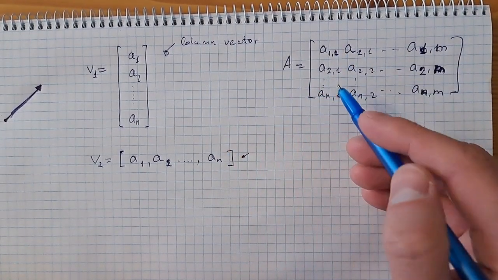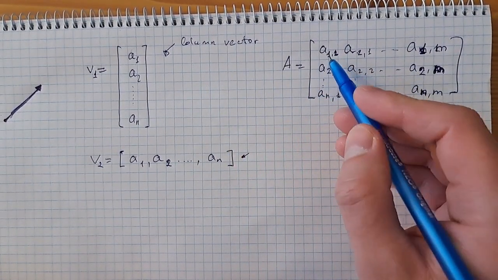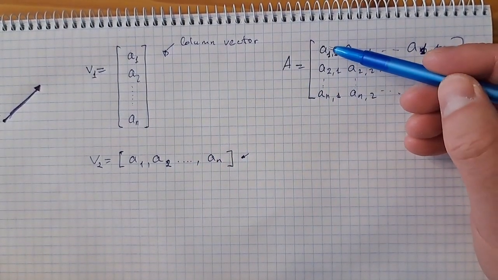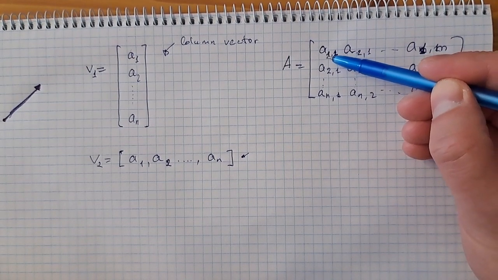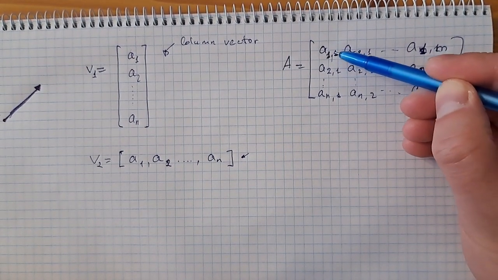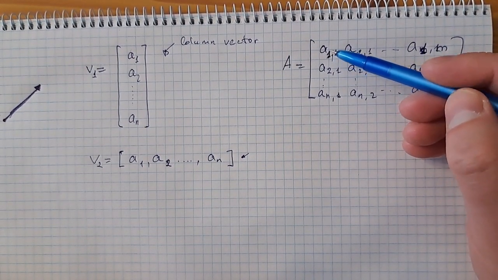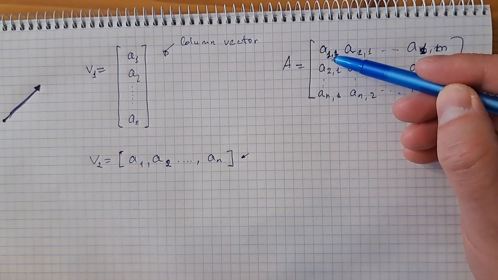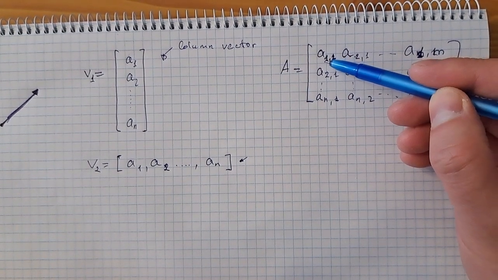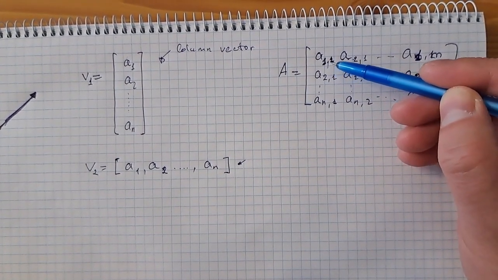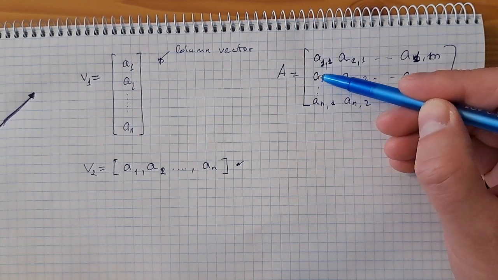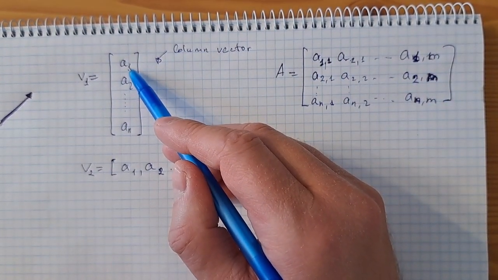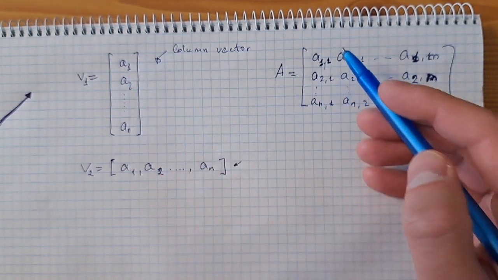So the indexes of the elements just match. Basically you see here A1, comma 1. This means that this is row 1, column 1. And if you see here, and here also, in the vector, you see row 1.